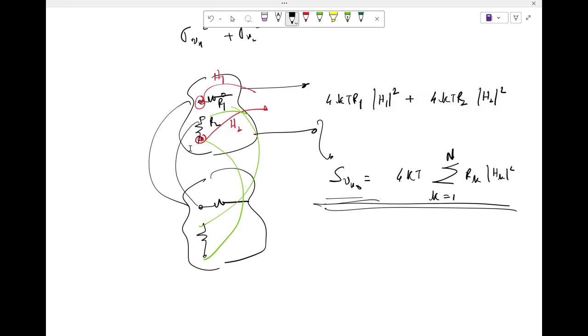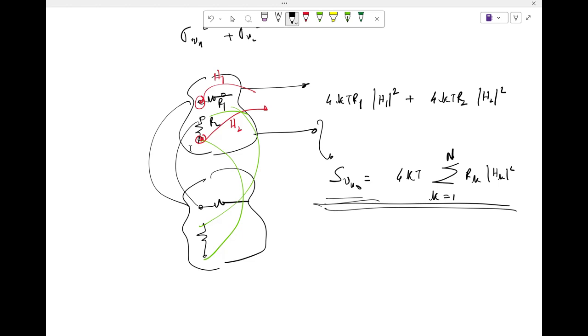Will HK change? HK will not change, right? Will RK change? Yes. And what will happen to RK? It goes down by 2, right? So if RK goes down by 2, what can you comment on the total output noise? Output noise also goes down by a factor of 2, right?